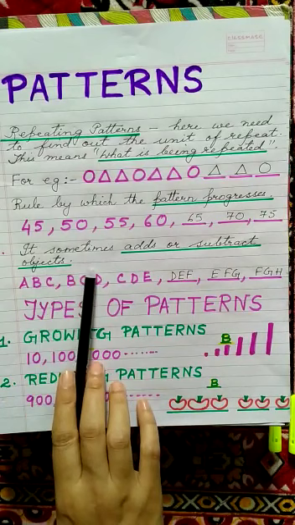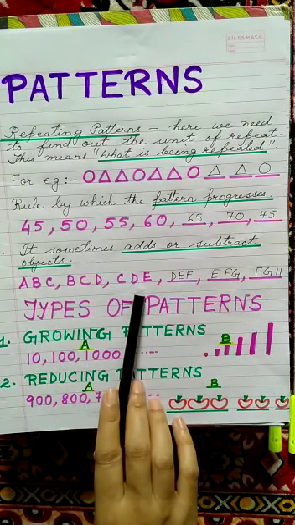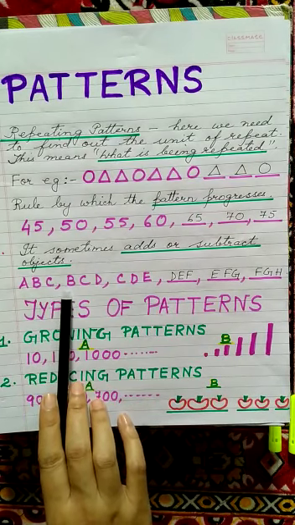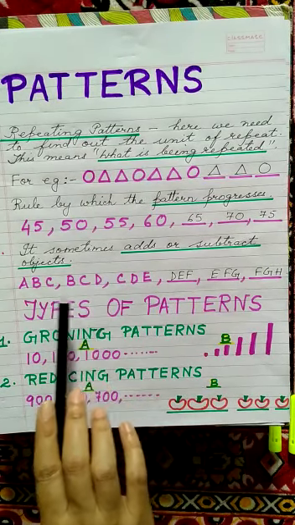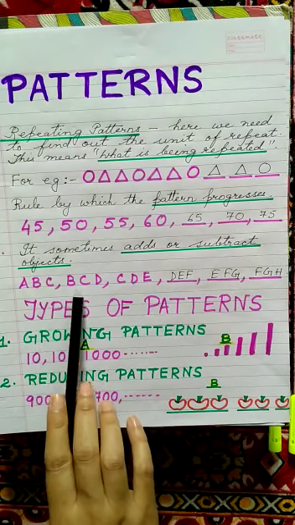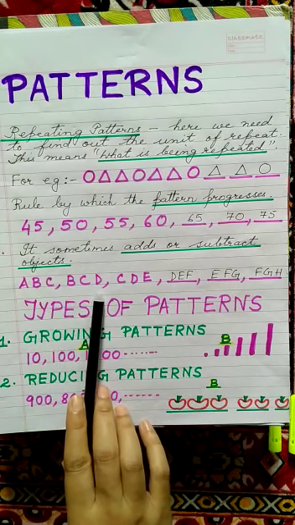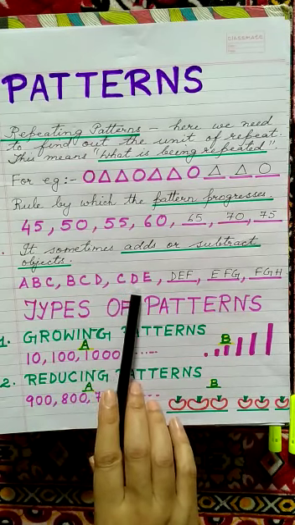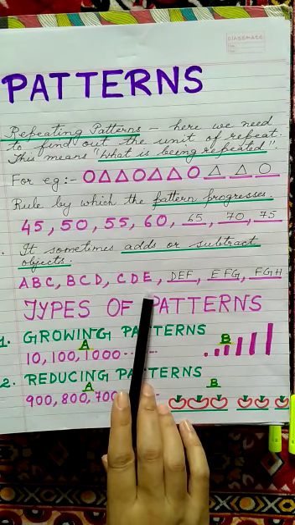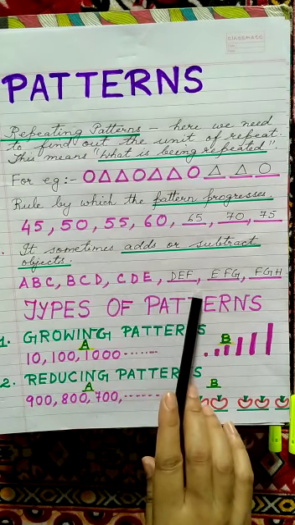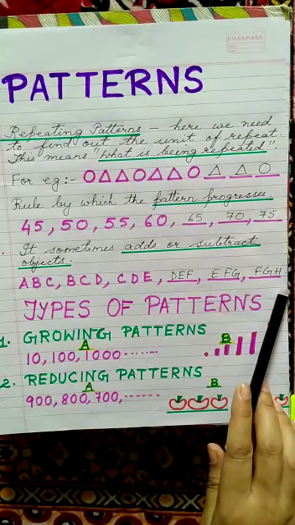Next, it sometimes adds or subtracts objects. Here you will see sometimes a letter is added to it and sometimes a letter is subtracted from it. Like A, B, C, then B, C, D. We are removing A and adding D. Then C, D, E. We are removing B and adding E. Similarly, D, E, F, G, H.